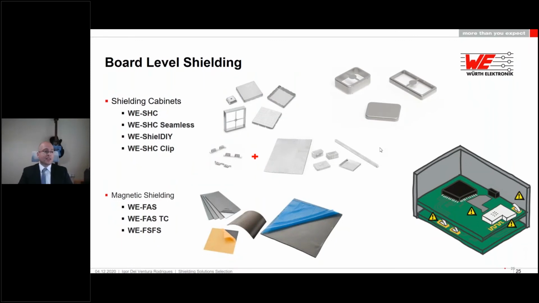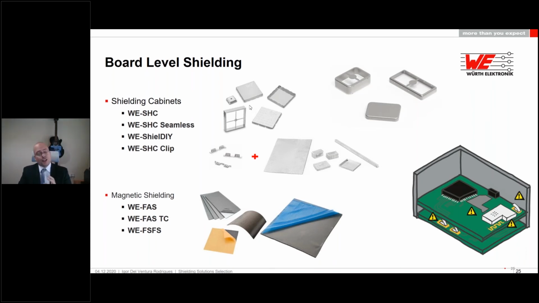Continuing here, let's dive into board level shielding. Board level shielding, basically, we will have two different kinds of solutions. We will either go towards the route of shielding cabinets. So shielding cabinets are little metal cans that you will place over a specific IC, a specific component, or a specific block of circuitry that you want to protect.